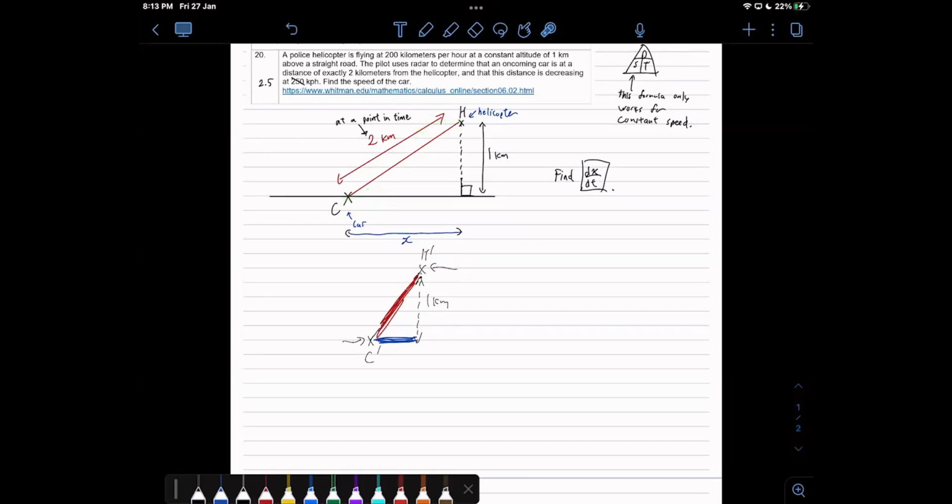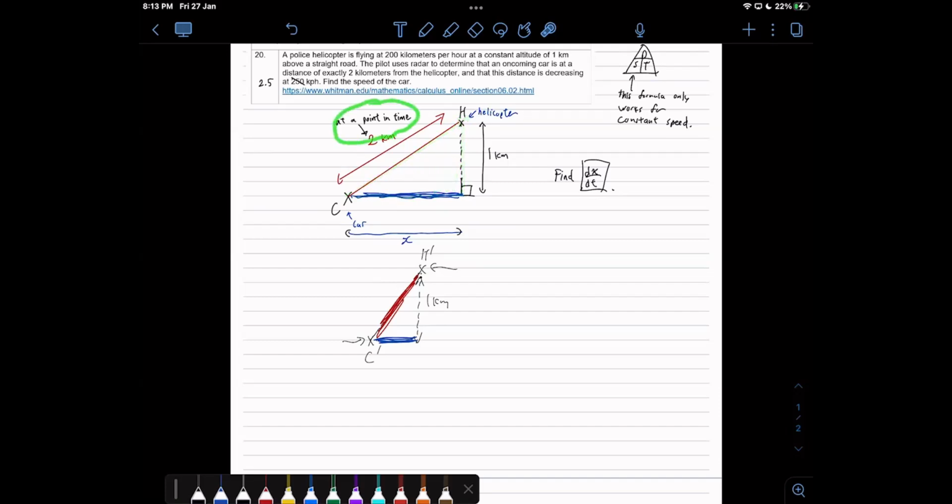Okay, so that means that the red color length and the blue color length is changing. Maybe I should have labeled this as blue color. Okay. So essentially what you get is a special kind of triangle. What kind of triangle? Right angled triangle, right?